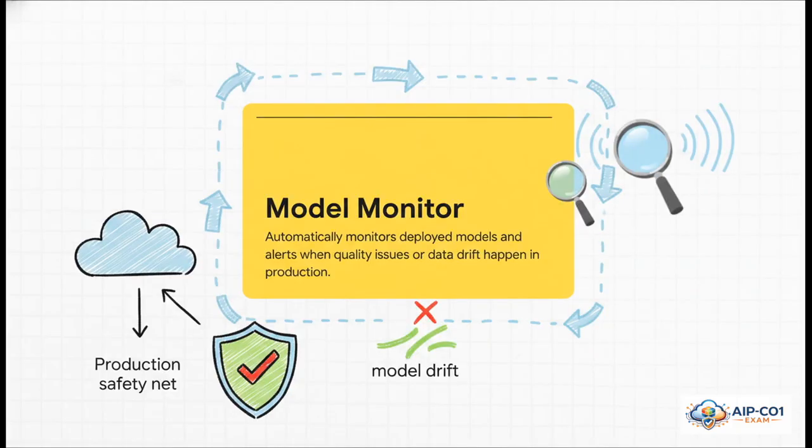Okay, so your model is live. You can't just set it and forget it, right? That's where Model Monitor comes into play. It's basically an automatic lookout for something called model drift. And that's that moment when the real world inevitably changes and your model's predictions start getting a little off. This is your absolute safety net in production.